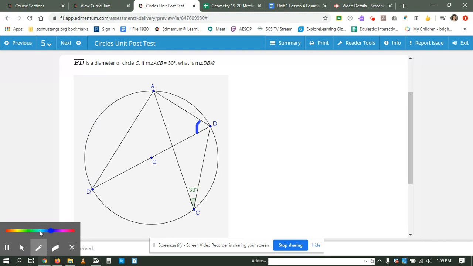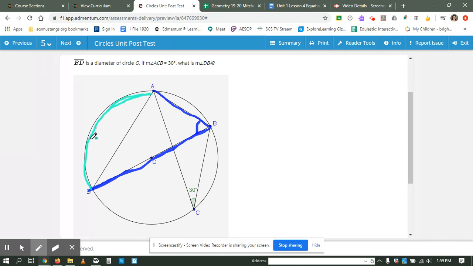So if I look at that angle DBA and I trace it out, there's AB, there's DB. This angle intercepts this arc over here. The reason why I'm looking at arcs is because I'm focusing on this angle of 30 that they give me to work with right here.